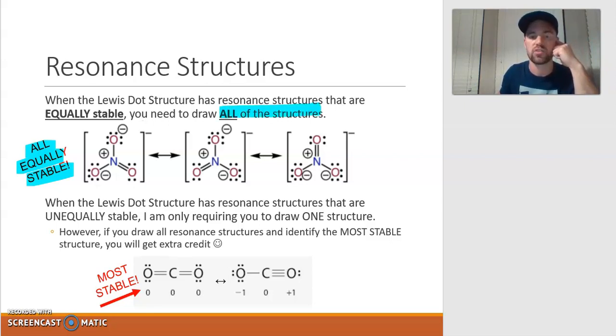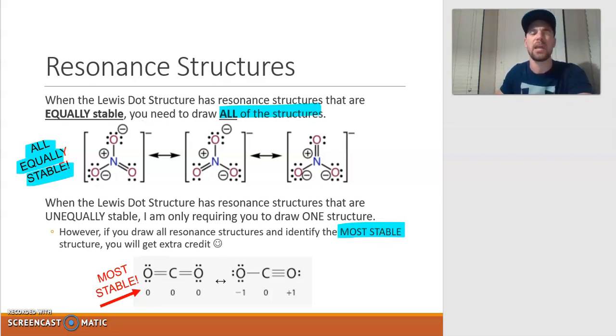When the Lewis dot structure has resonance structures, but they're unequally stable, I am personally only requiring, in this course, that you draw 1 structure. And if on the exam you draw the most stable structure, you have the opportunity to potentially earn extra credit.